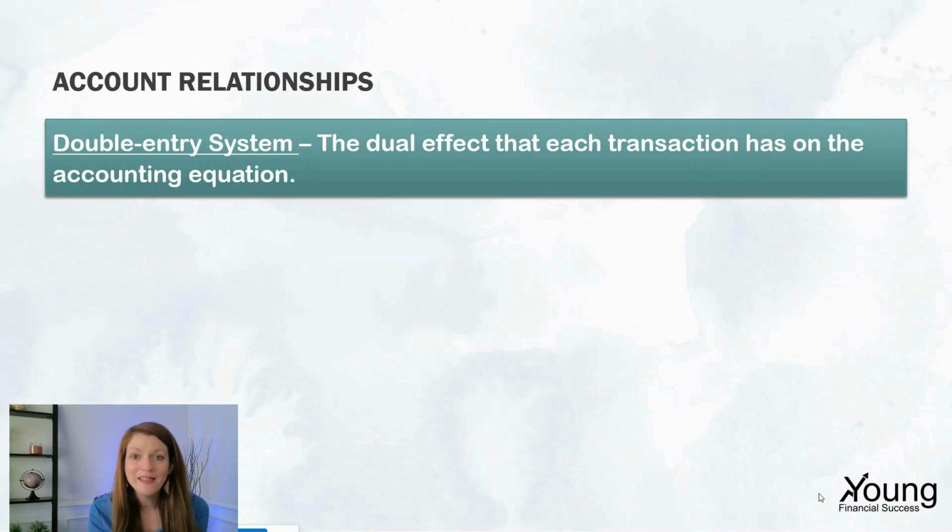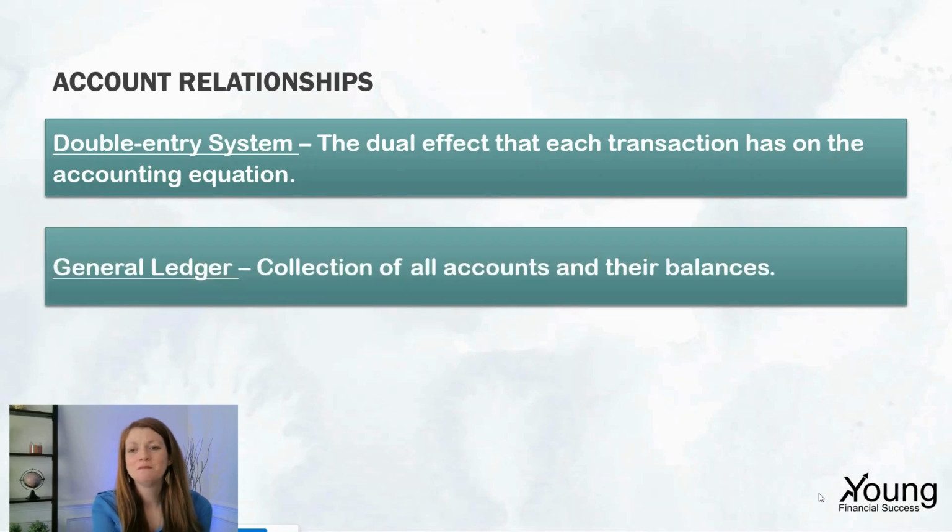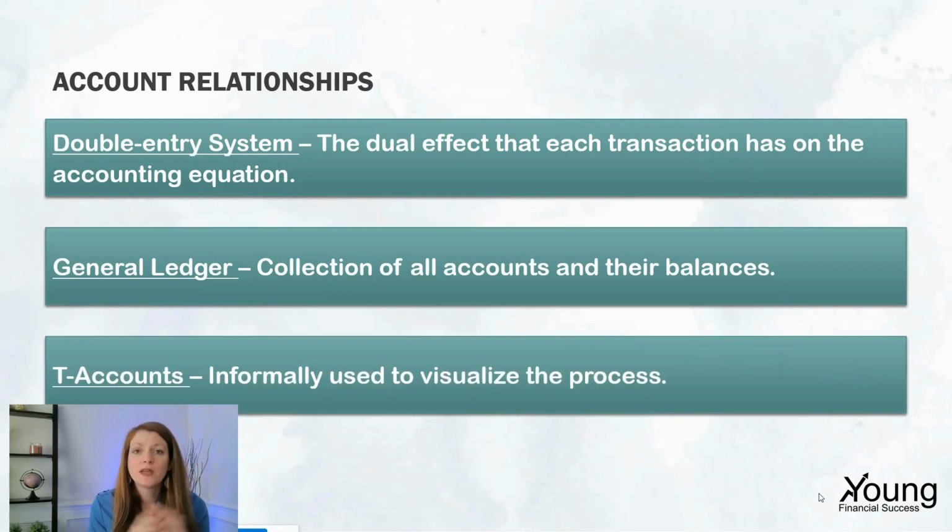And we know that the balance sheet is based off of the accounting equation. We have to make it balance. The general ledger, that is all of the accounts that have any kind of balance. That is just a list of all those accounts and their balances. We see them a lot of times reflected similar to a T account. So it kind of has a similar look to that. But a T account overall is informally used, but it is to help visualize the process of where everything's going. So we're going to jump into that in the next video.